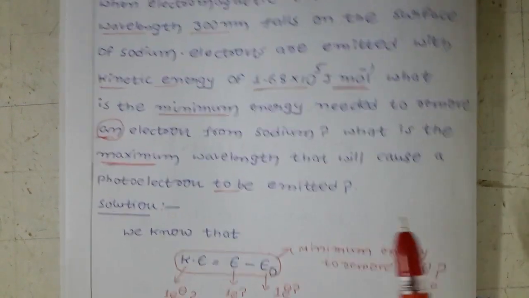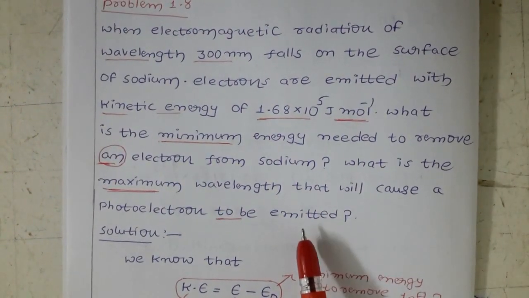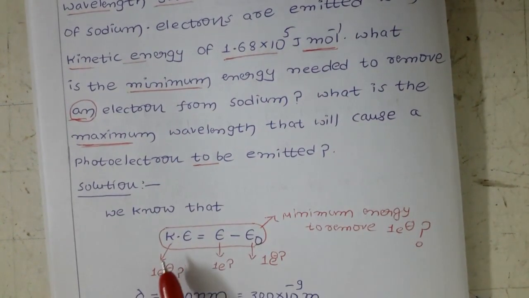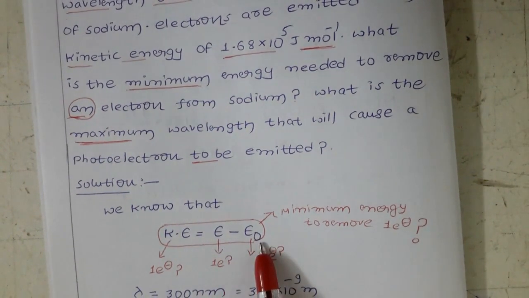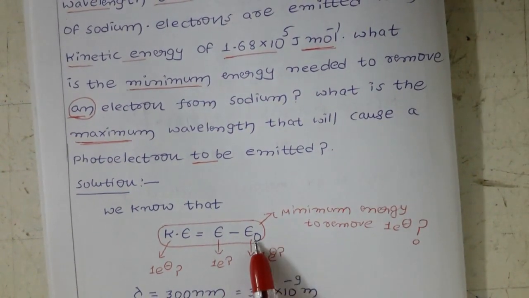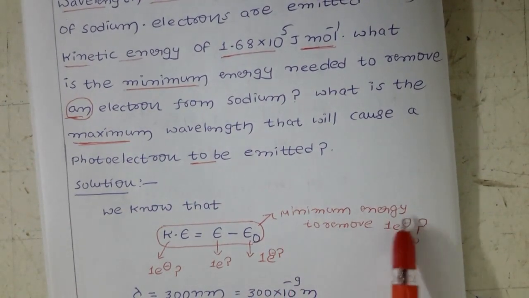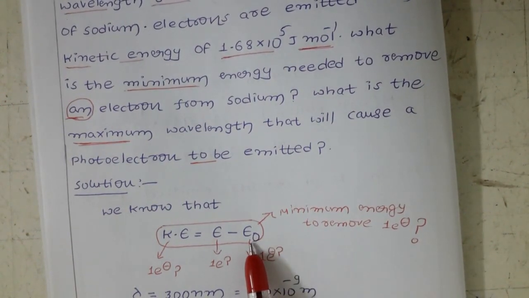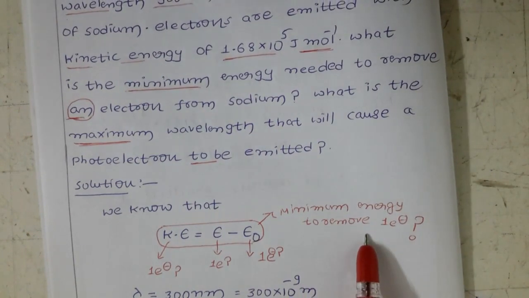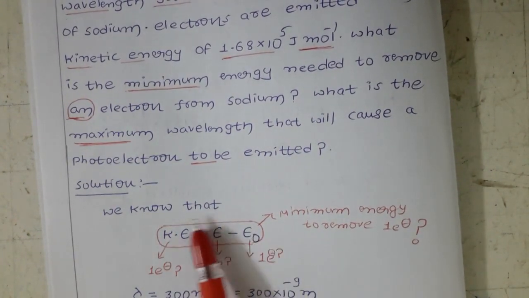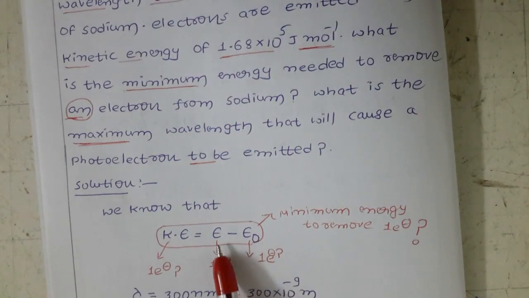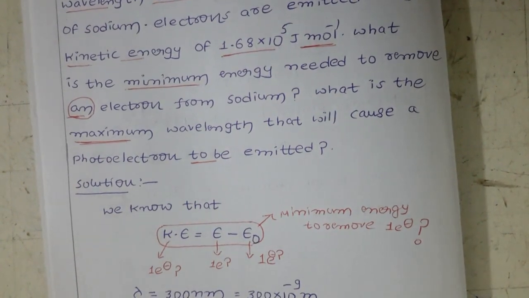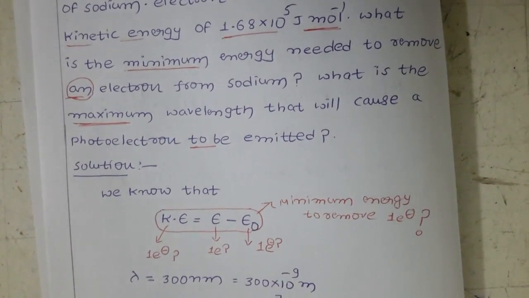Okay. So as we come to know clearly, this numerical is based on the photoelectric effect. In the photoelectric effect we know the relation: kinetic energy equals E minus E naught. Here they are asking for the minimum energy to remove one electron. It means in this equation we have to find out E naught, for only one electron. So the total equation value should be for one electron: the E value should be for one electron, and the kinetic energy should be only for one electron. From this equation we can solve the above two questions.